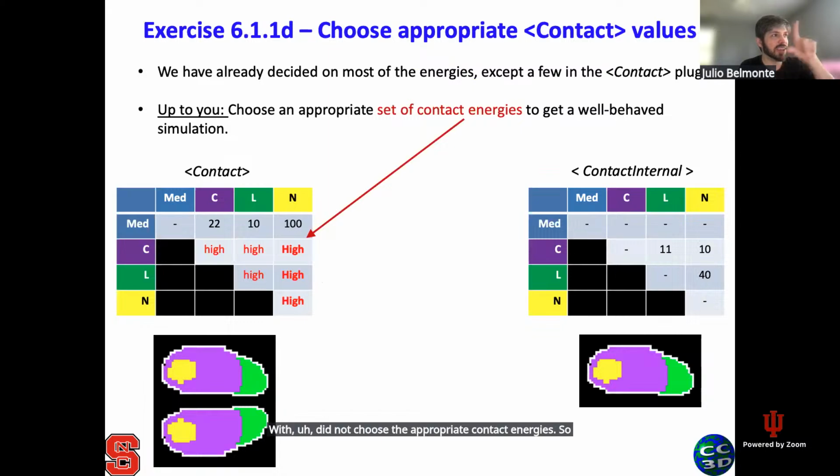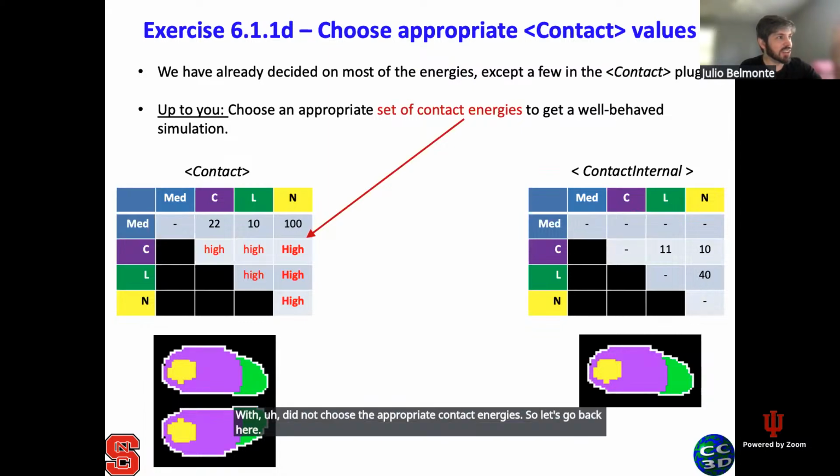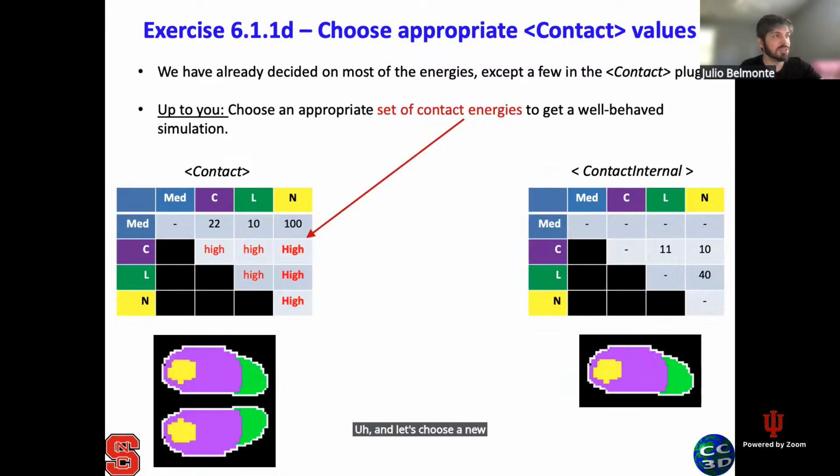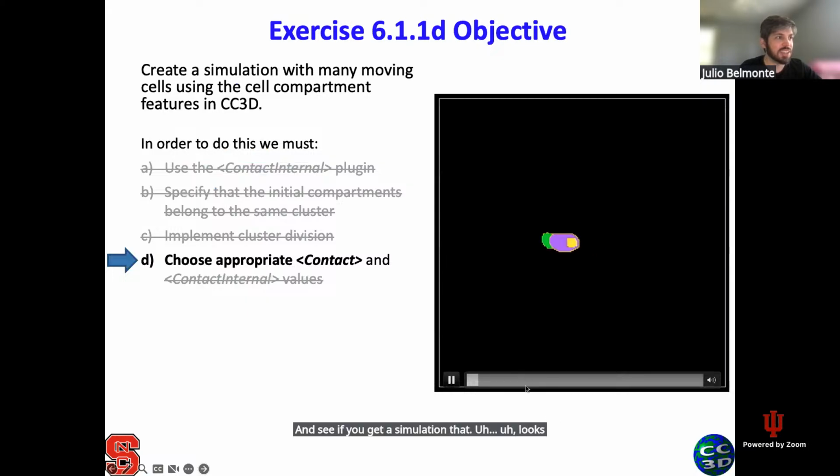So let's go back here and let's choose a new set of contact energies to get a well-behaved simulation. Okay, now this is going to be left as an exercise for you. You already know that this one here has to be very high. This one here has to be high, but not as much. So you can go to the code and make your own choice, okay? And see if you get a simulation that looks like this, okay?